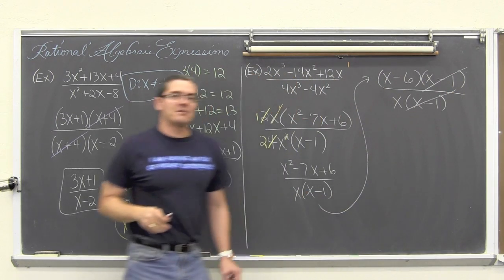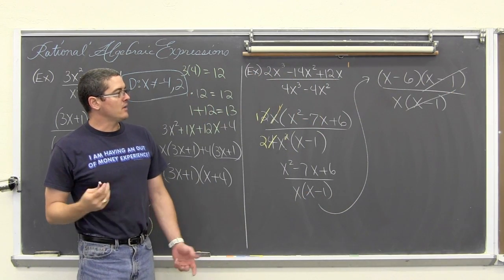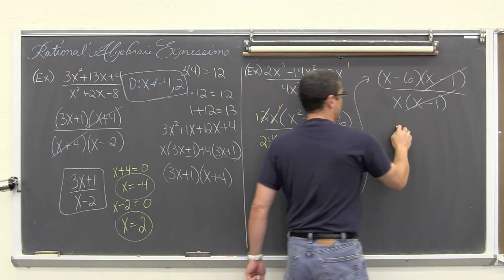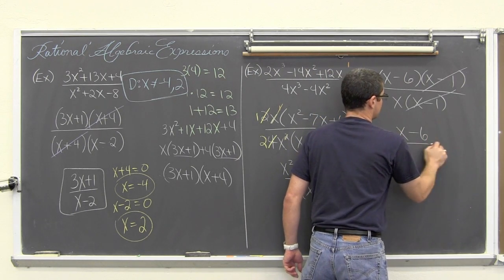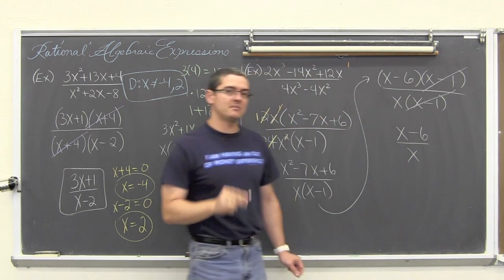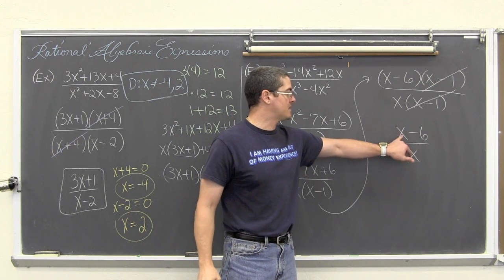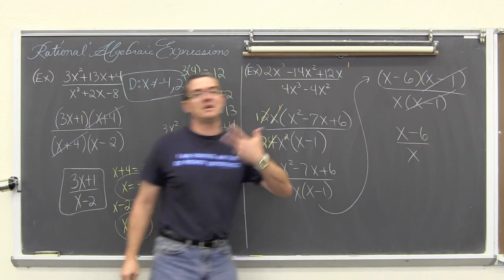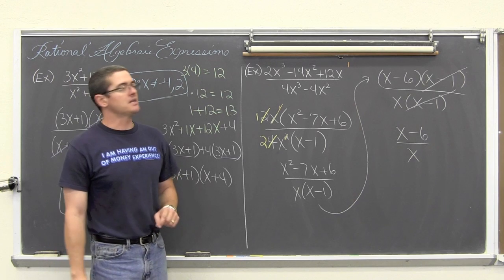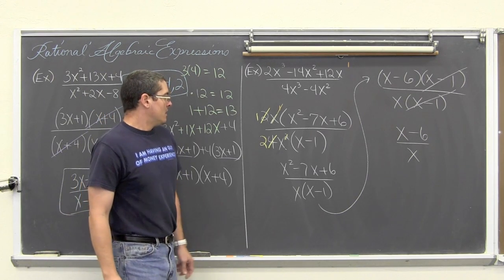Now we have another set of common factors that are going to cancel out. We have x minus 1, so then our final answer is x minus 6 over x. Do not be tempted to cancel these x's out. This x is being subtracted from the 6, which means that that is a term, not a factor.